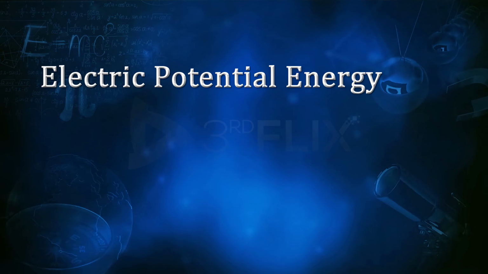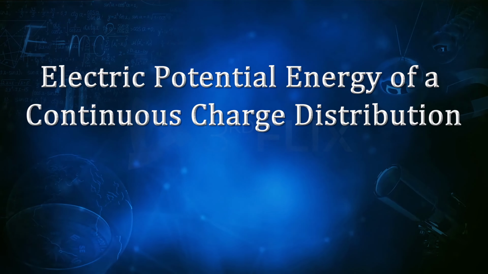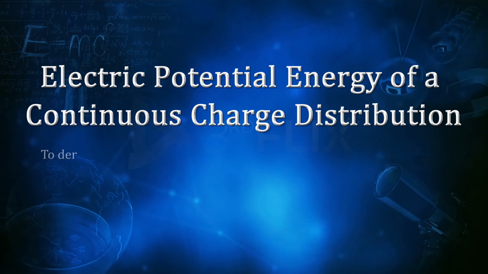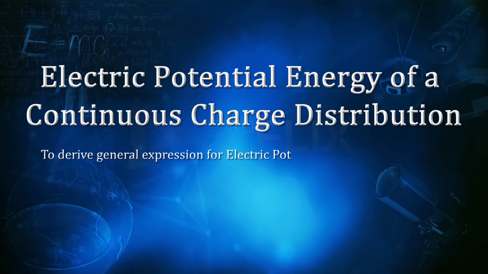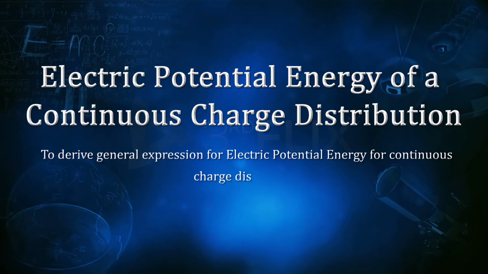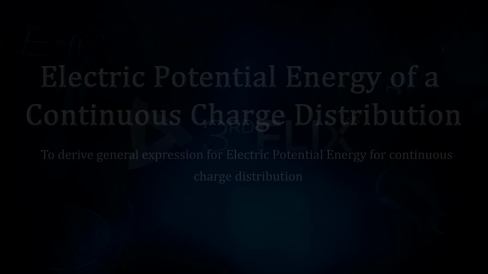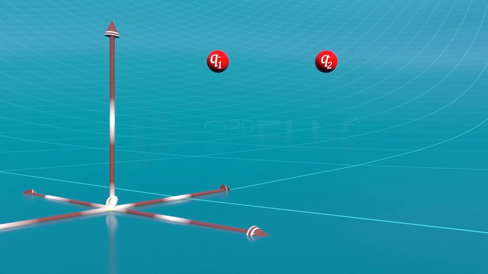Electric potential energy of a continuous charge distribution. Objective: to derive a general expression for electric potential energy for a continuous charge distribution. Consider two discrete charges Q1 and Q2 at positions R1 and R2.